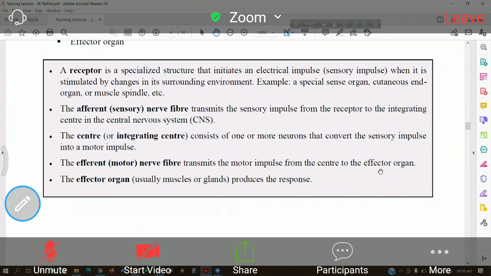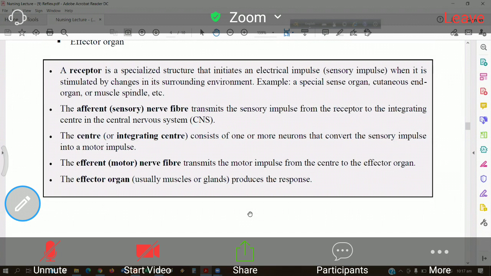Whenever we come in contact with a sharp or harmful object, we move the part of our body that comes in contact with that object. This involves activity of skeletal muscles. Then there are smooth muscles involved in reflexes, such as defecation reflex, micturition reflex, and cough reflex. So there are both skeletal and smooth muscles, and sometimes glands are involved.